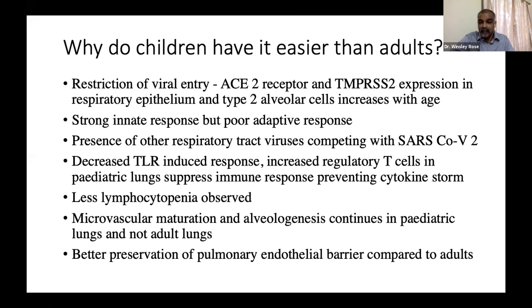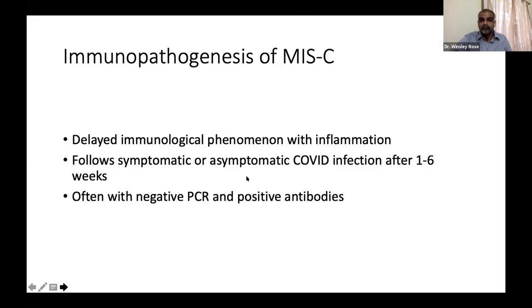There is also less lymphocytopenia. I told you lymphocytopenia is correlated with severity. There is less lymphocytopenia among children. And microvascular maturation and alveolar genesis is actually a continuous process in children, whereas in adults it's already happened, and when there is damage, there is no provision for repair. And the pulmonary endothelial barrier is actually well preserved in children compared to adults. So these are some of the reasons why children have it easier than adults.